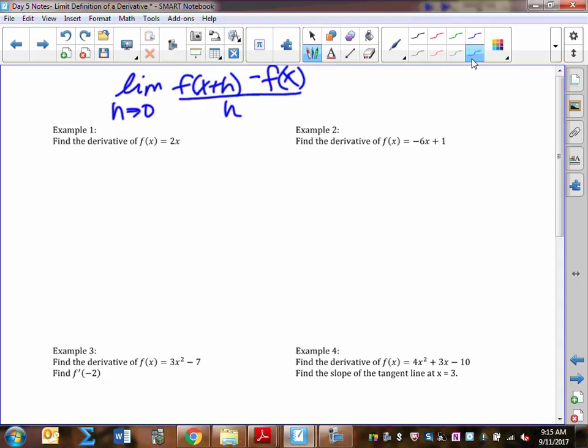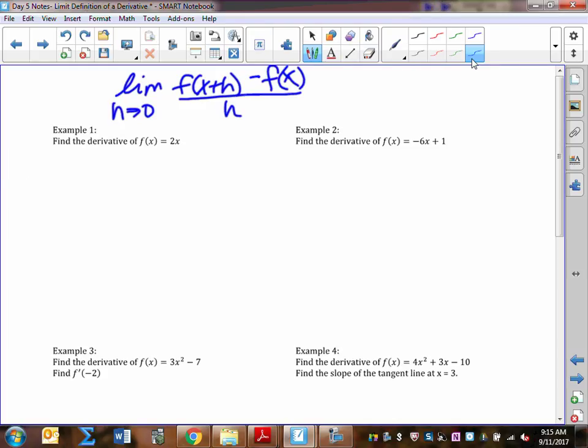So the limit as h approaches 0, because we want that h to get smaller and smaller. And if we took this and did direct substitution, I would get f of x minus f of x, so 0 over 0, and that's going to be that issue, that indeterminate. So we have to do some algebraic manipulation with it.